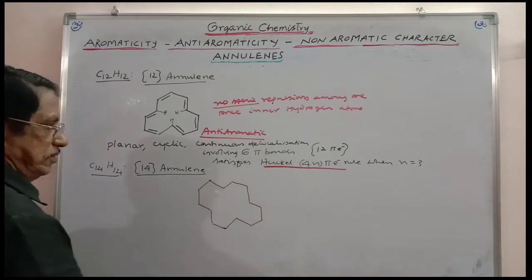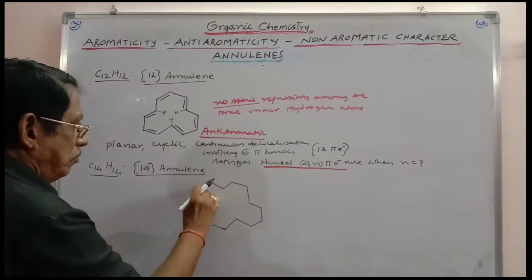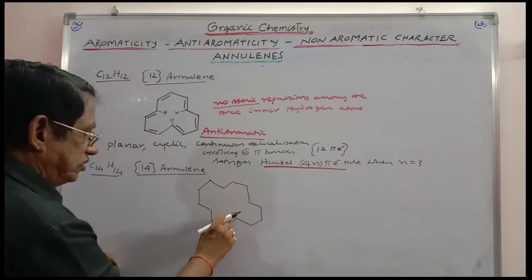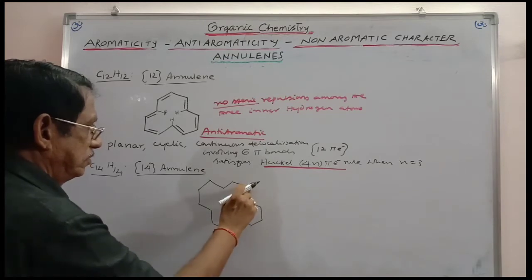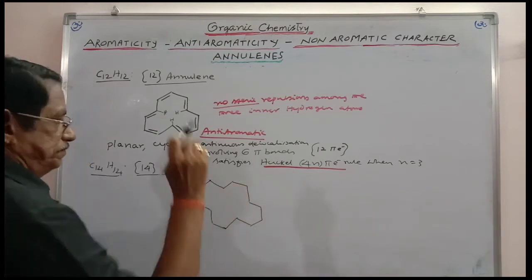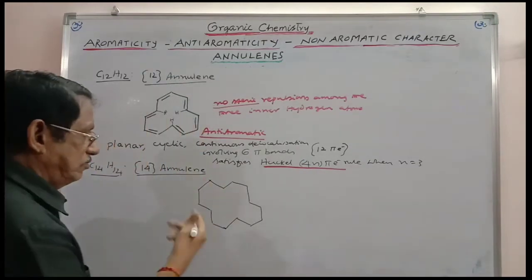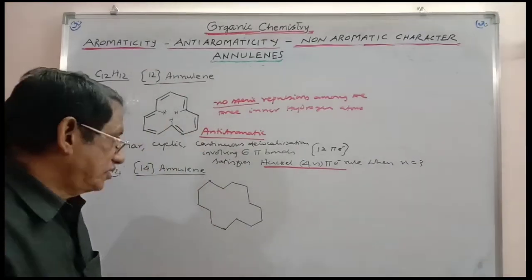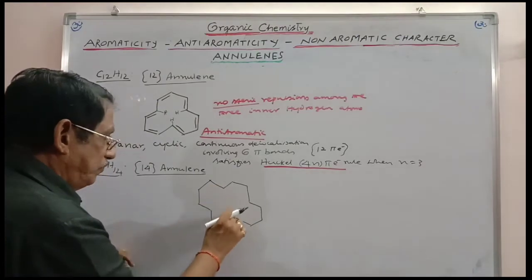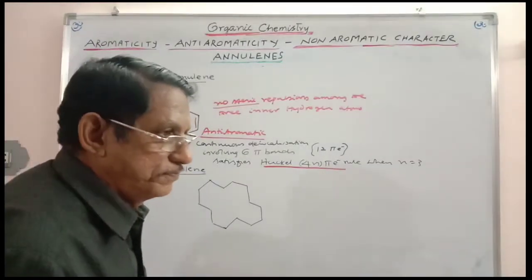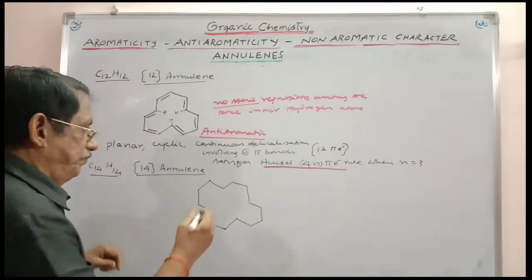This is the structural aspect. 1, 2, 3, 4, 5, 6, 7, 8, 9, 10, 11, 12, 13, 14. There are 14 carbons. This is the ring system. Monocyclic once again. You can start 1, 2, 3, 4. There are 4 inner corners. Inner hydrogens, 4 are there.